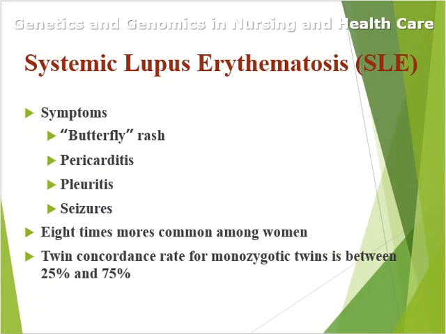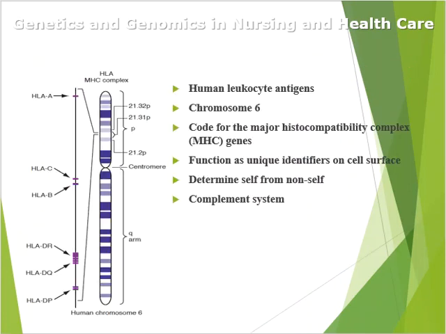So we're going to start with lupus. The classic symptom is that butterfly rash. Also pericarditis occurs, pleuritis, seizures, and it is 8 times more common among women, as most autoimmune disorders are. Lupus usually occurs between the ages of 20 and 45. Women African Americans are affected 4 times more than other races. Okay, and so here is just the chromosome associated with that. Okay, so it involves human leukocyte antigens on chromosome 6 that help code for recognition of self.